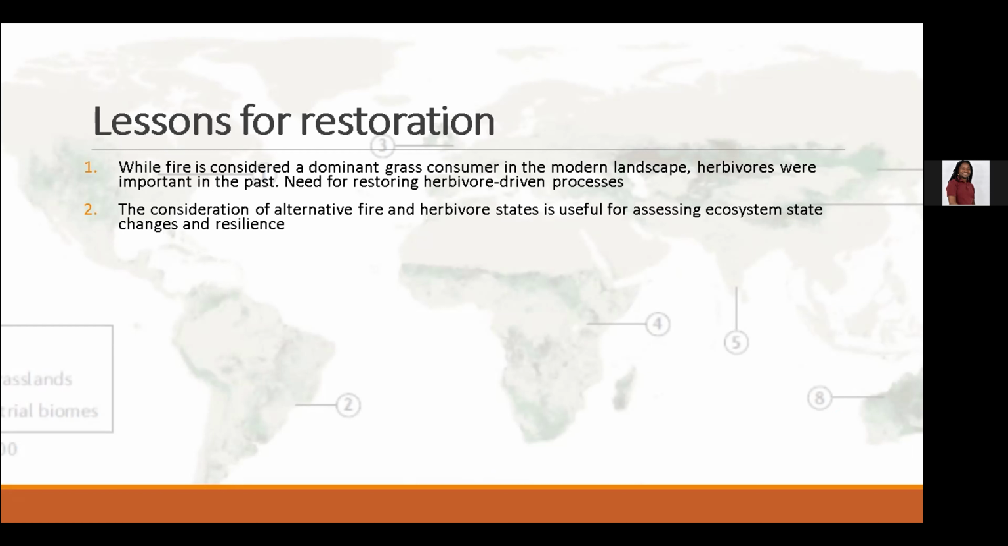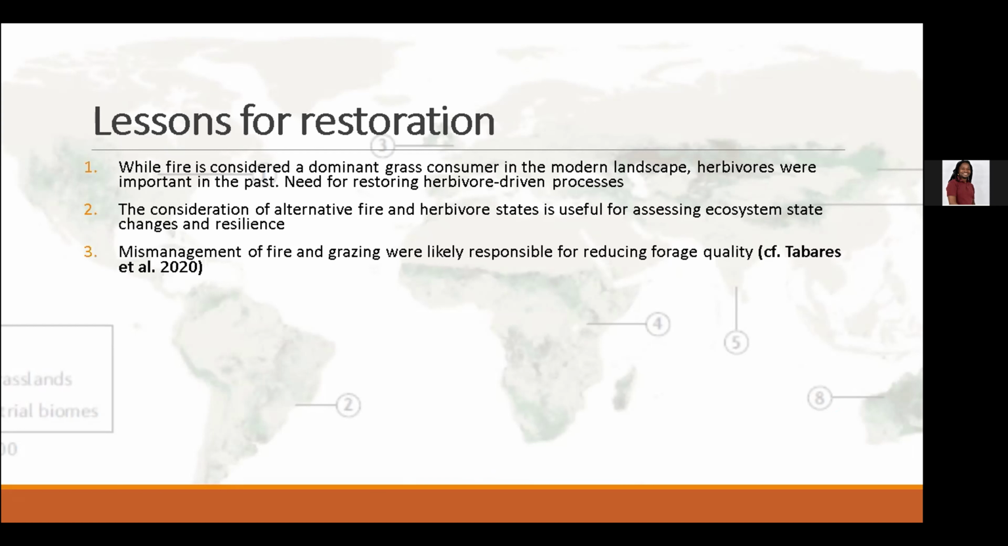Here we also see that considering fire and herbivores as alternative states is useful. When you think about ecosystem health for this particular landscape, if we consider the past where there were short grasses, that was a good state maintained by herbivores. But if we think about this landscape's function for pastoralists, it has lost its value because it now has more fire, which means there's less available food for herbivores, or actually less reliable food available for herbivores.